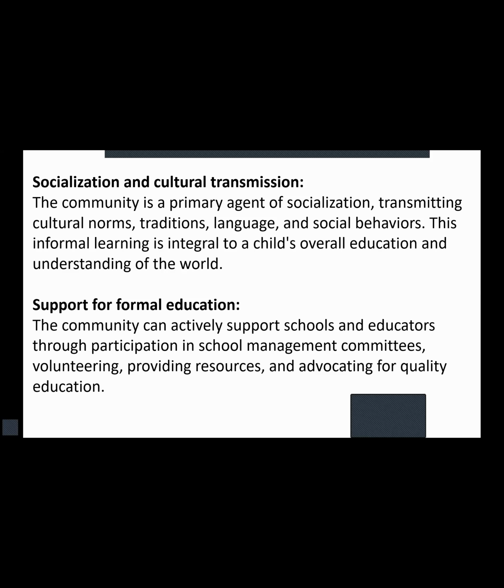Socialization and cultural transmission. What is that? The community is a primary agent of socialization. It transmits cultural norms, traditions, language, and social behavior. That means our cultural norms, tradition, language, and social behavior are decided by the community we are living in. This informal learning is integral to a child's overall education and understanding of the world. So what a child learns from the community is also very important.